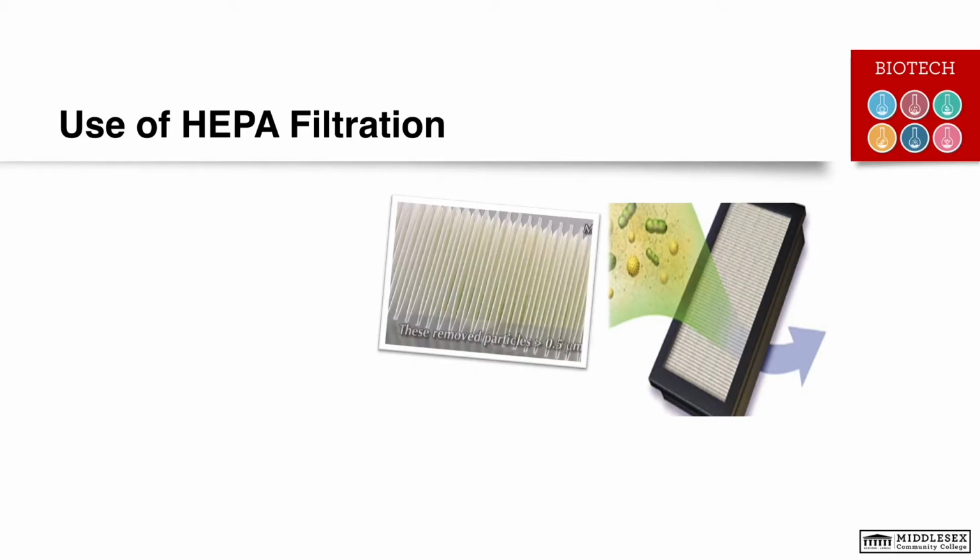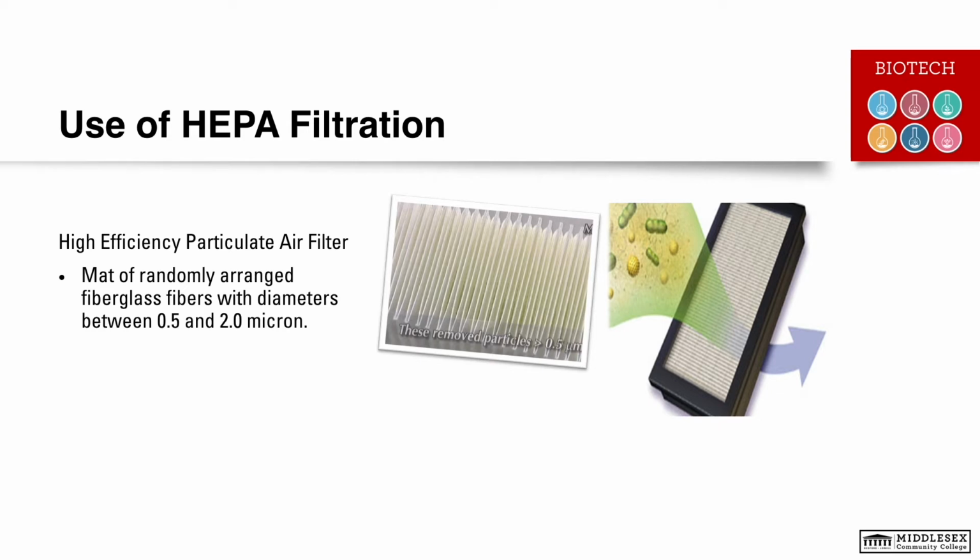High-efficiency particulate air, or HEPA filters, are used to filter out most of the contaminants from the clean room. Its design consists of mats of randomly arranged fiberglass fibers with diameters between 0.5 and 2.0 microns. HEPA filtration removes at least 99.97% of airborne particles. The HEPA filters are installed in the ceiling and return ducts, which push air out into the walls. It's important not to block any of the return ducts on the walls so that the airflow remains uninterrupted.